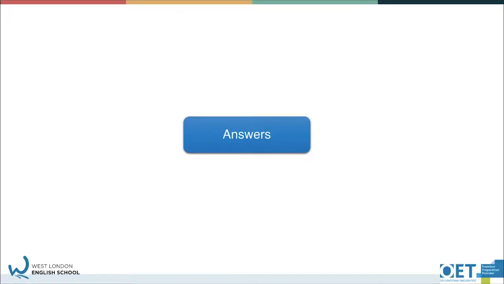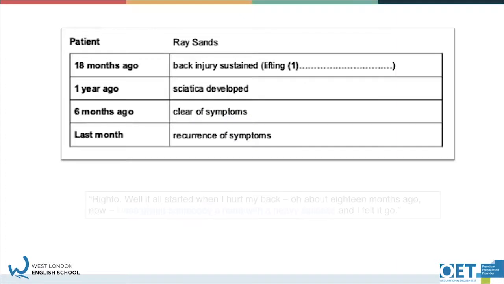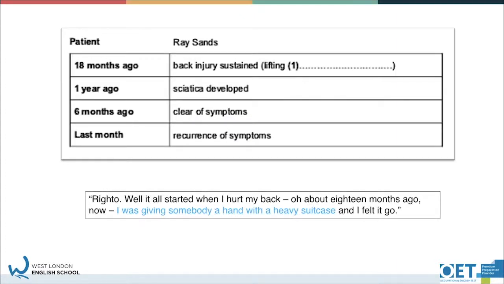Okay, so how did you get on? Let's have a look. With number 1, this is what the patient said: I was giving somebody a hand with a heavy suitcase. And that's all you needed to write, heavy suitcase or a heavy suitcase.